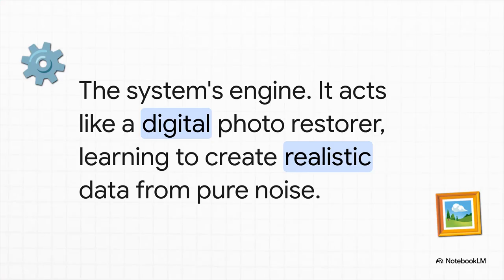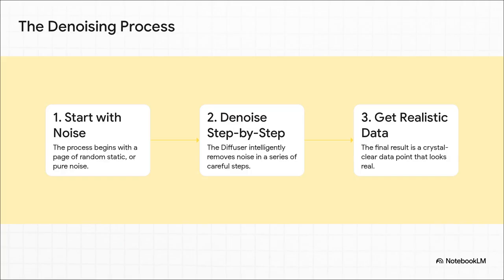Okay, let's start with that engine I mentioned, the diffuser. And the best analogy for this, seriously, is to think of it like a digital photo restorer. It's built on the super powerful type of AI called a denoising diffusion probabilistic model, or DDPM for short. So get this, instead of starting from nothing, it actually starts with a page of pure static, just random noise. Then, step by step, the diffuser intelligently starts removing that noise. It's like it knows exactly what's real and what's garbage. And after this process, what you're left with is a crystal clear, totally realistic data point.